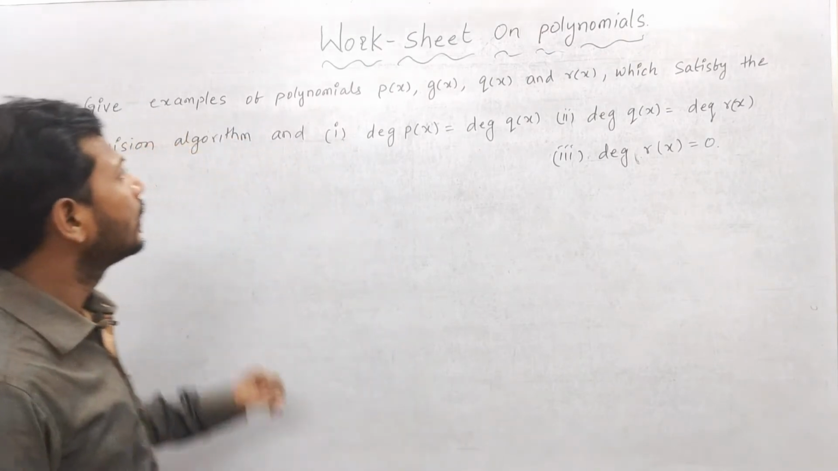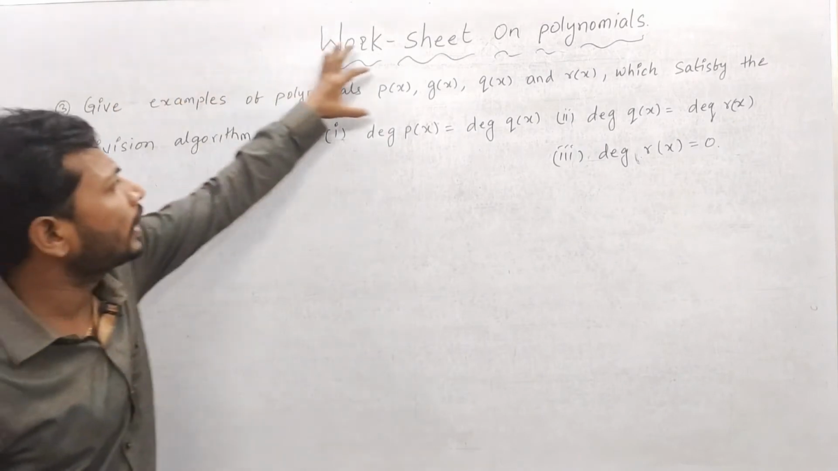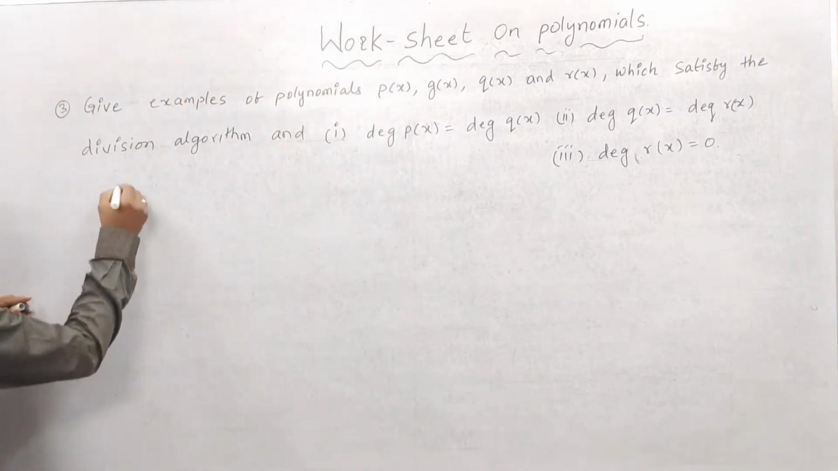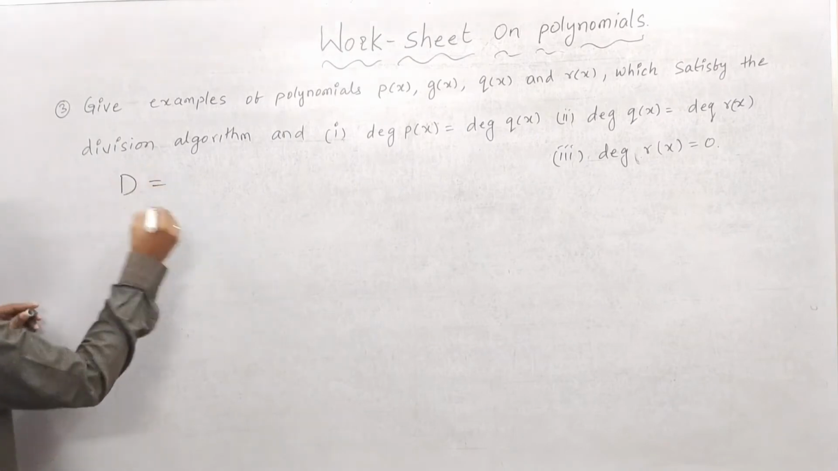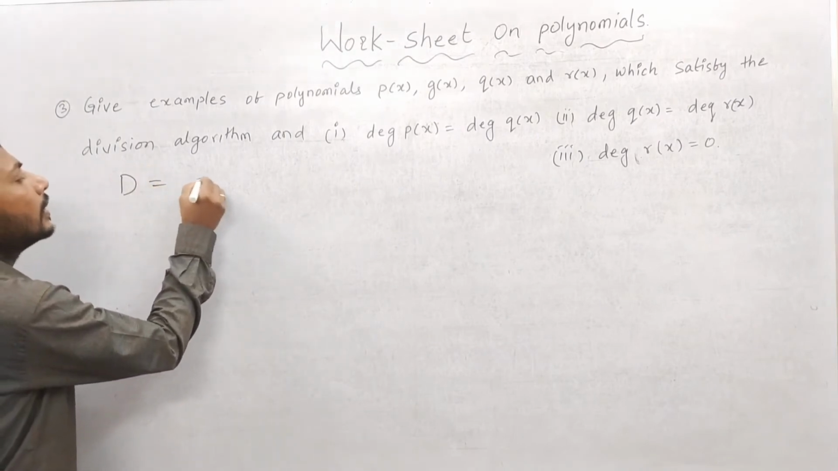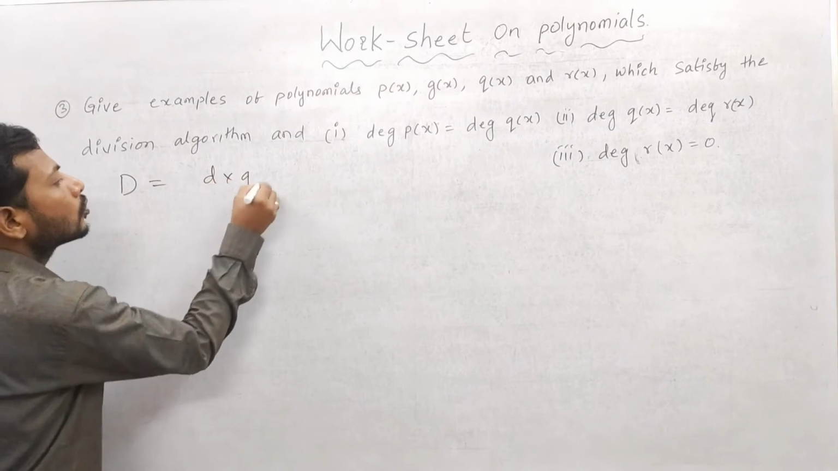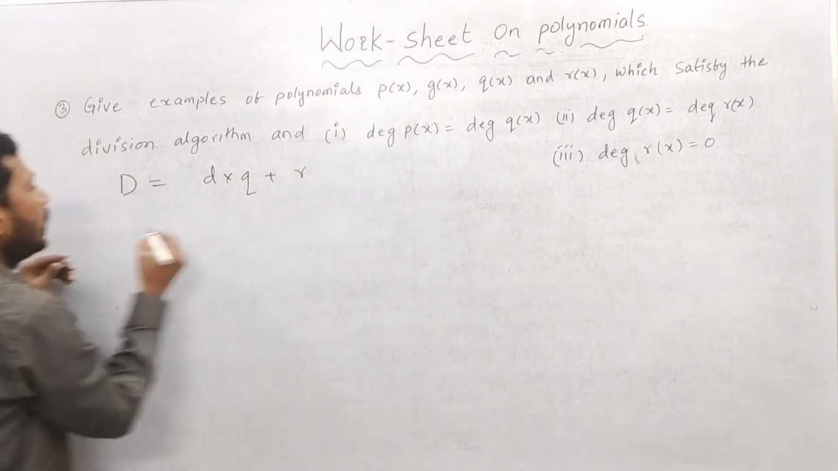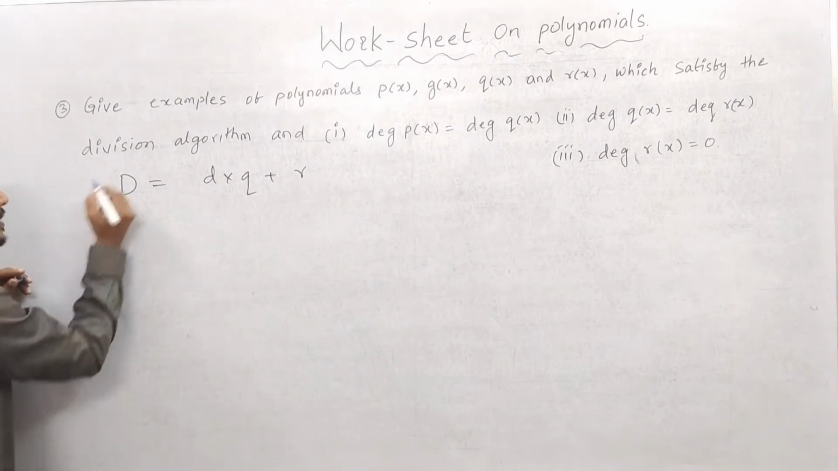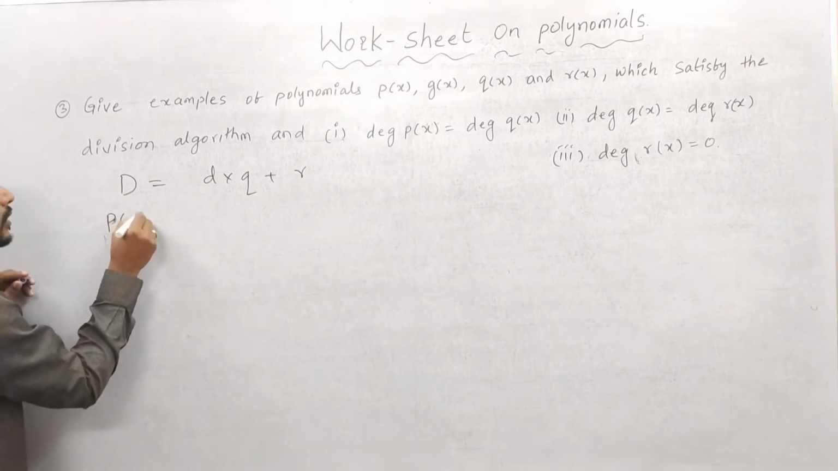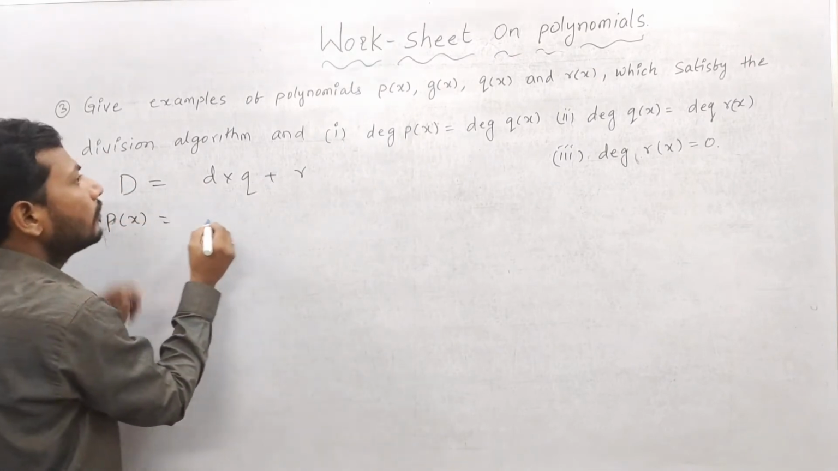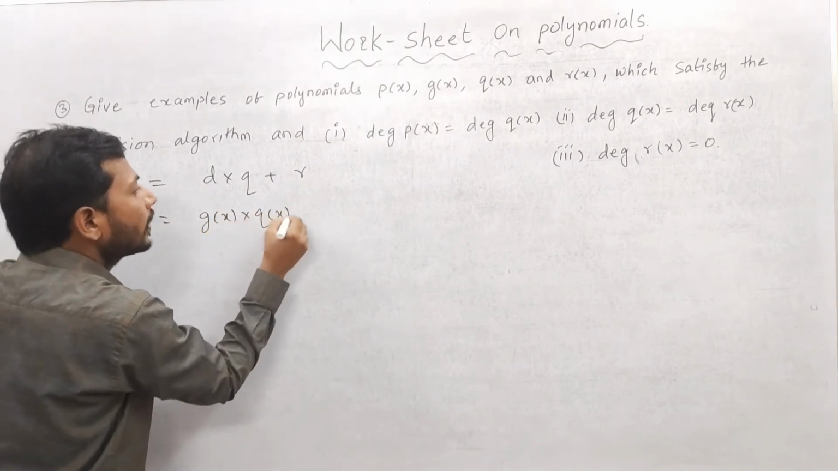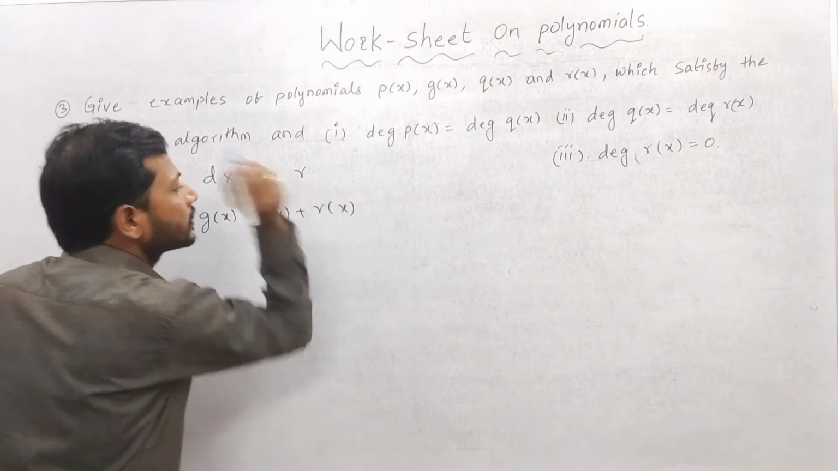So I am thinking, sir, first I am going to write one thing. Division algorithm means dividend equals divisor into quotient plus remainder. In the place of the dividend I am writing, children, p of x equals divisor is g of x, quotient is q of x, remainder is r of x.